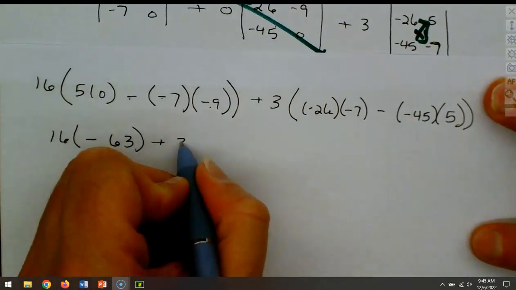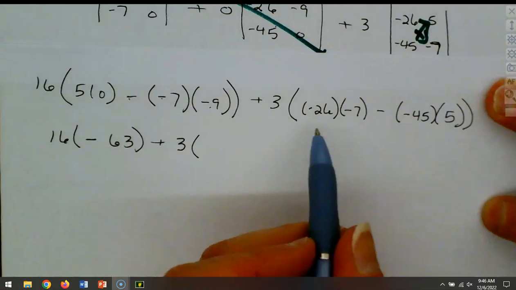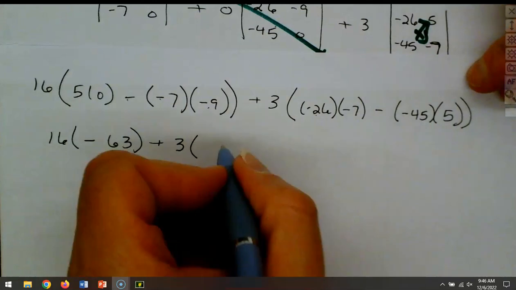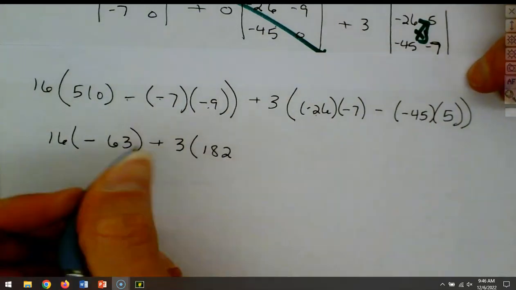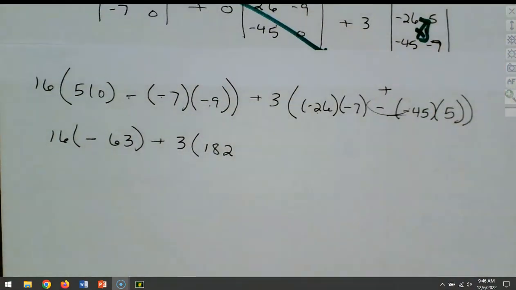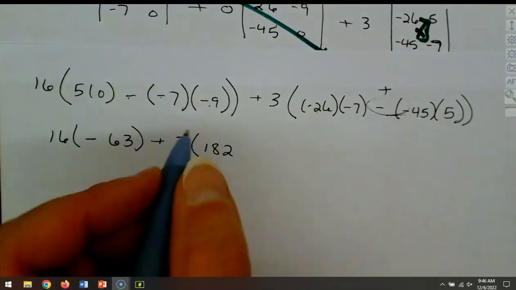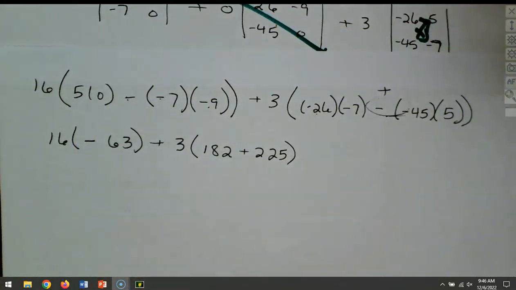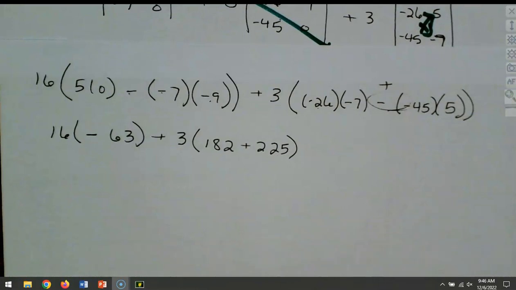Then we've got 3, and what do we have here? Okay, we have negative and negative makes it positive. So 26 times 7, that's a 182. Two negatives make this positive, and that's 45 times 5. Sorry, not plus 5, 45 times 5. Make sure we're careful there. That's 225, and it's positive there, because two negatives keeps it positive. Now we can work it out. 16 times a negative 63.